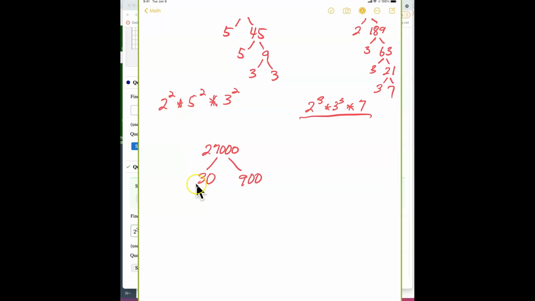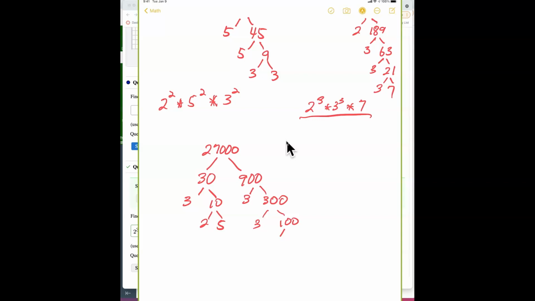You guys know if we do 3 times 9, that's 27, and then we have 1 zero with the 30 and 2 zeros with the 900. We can put 1, 2, 3 zeros here, and that would be the answer. So we're going to break this down until we get to primes. So 3 and 10, and then 2 and 5. And then on the 900 side, let's divide this by 3 and get 300, and then 3 again and get 100. And now we have to choose either 2 or 5.